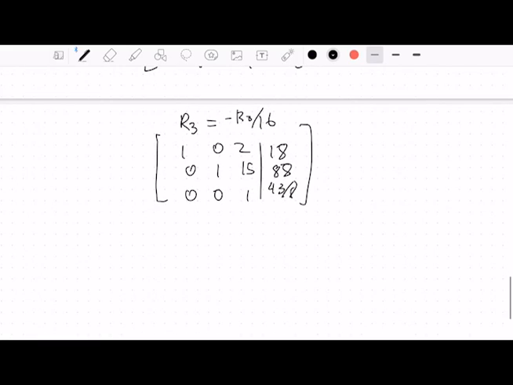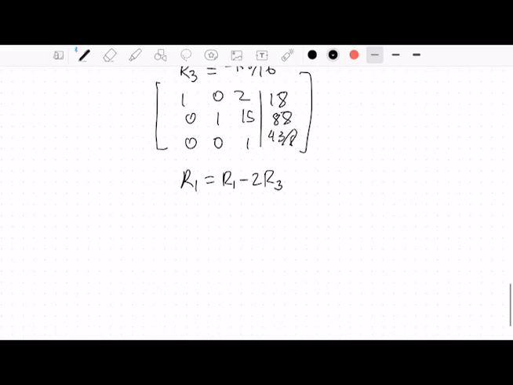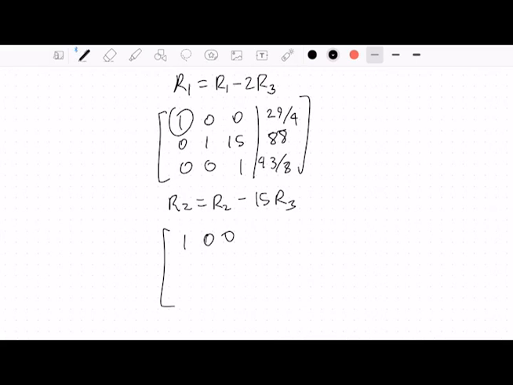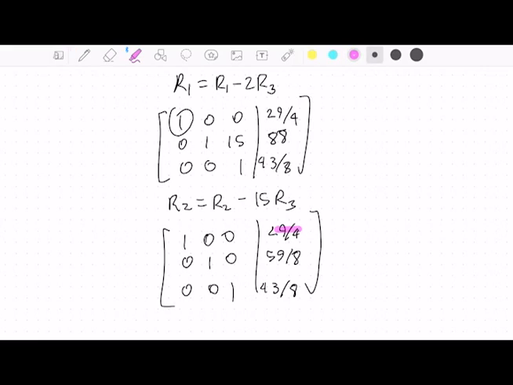Second to last step, we would have R1 is equal to R1 minus 2 R3. That would leave us with 1, 0, 0. We have our pivot right here. 0, 1, 15, 88, 0, 0, 1, 43/8. And then finally, R2 is equal to row 2 minus 15 row 3, leaving us finally with 1, 0, 0, 0, 1, 0, 0, 0, 1, 29/4, 59/8, 43/8. And these would be our currents for I1, I2, and I3.